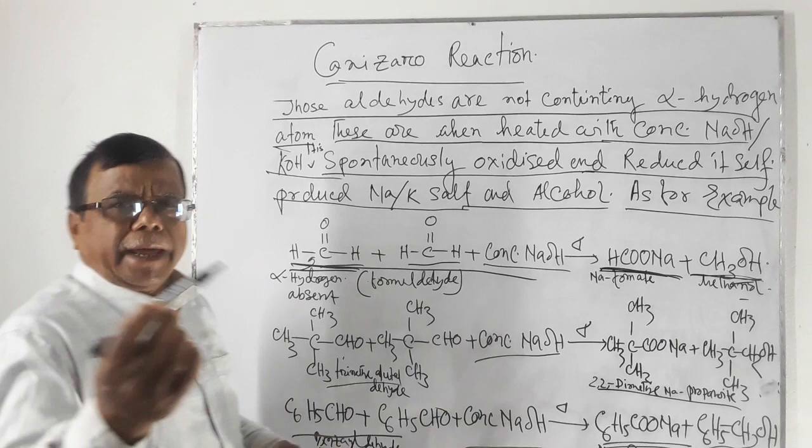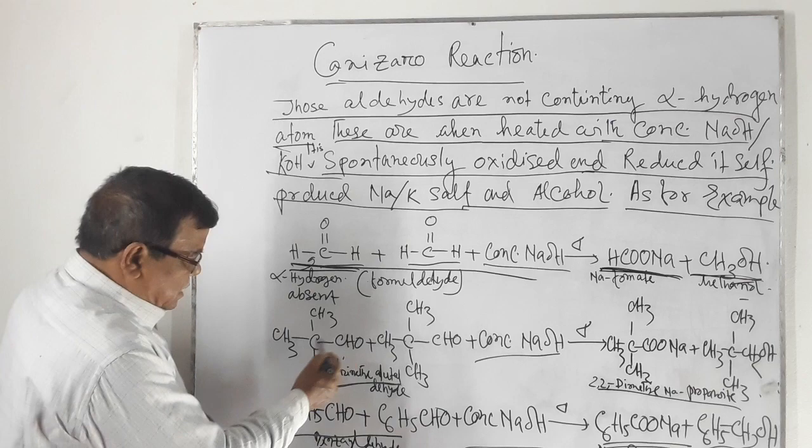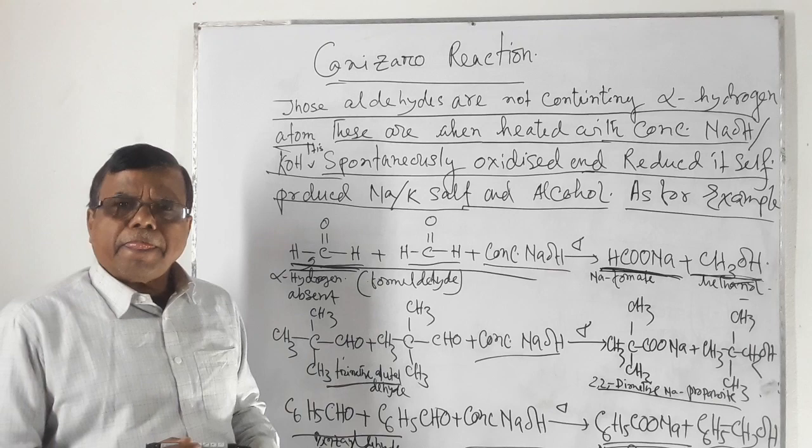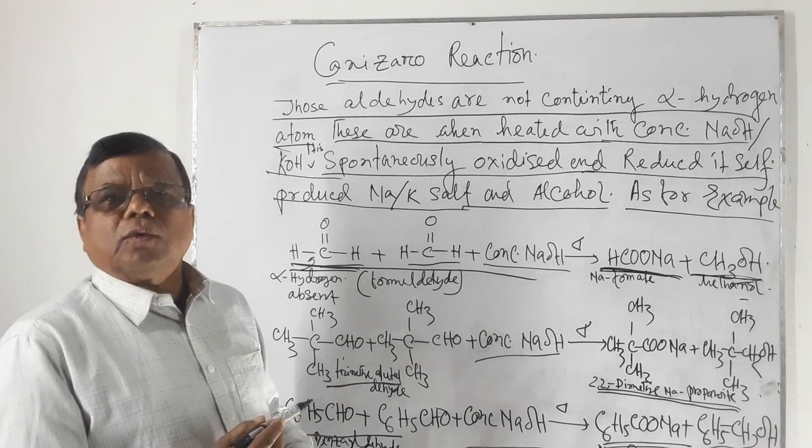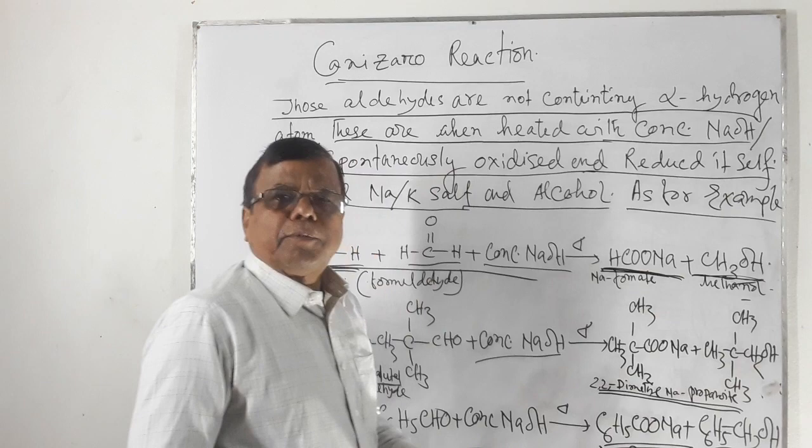And in the other case, trimethyl acetaldehyde, which has no alpha hydrogen atom, is oxidized into sodium 2,2-dimethylpropionate, and another molecule is reduced into 2,2-dimethylpropanol.